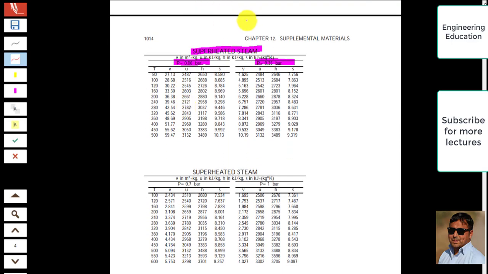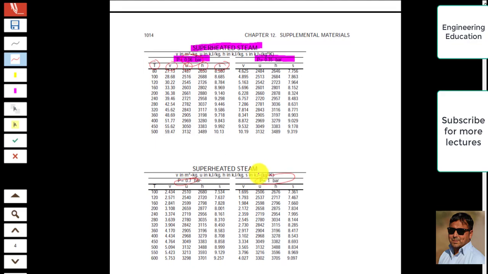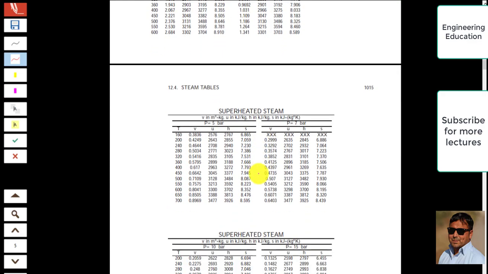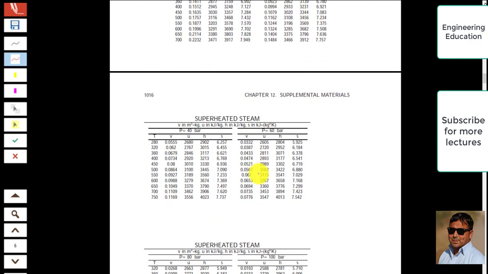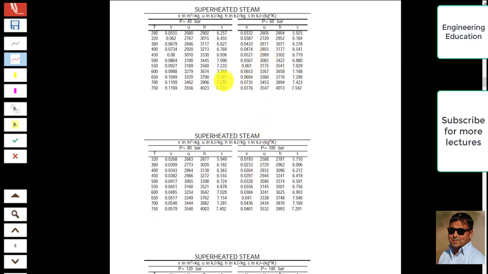This is the superheated steam table. Temperature T is here, pressure is in bar, 0.06 bar, similarly 0.35 bar. Respectively, the unit of specific volume is cubic meter per kilogram, the unit of specific internal energy is kilojoule per kilogram, specific enthalpy has the unit of kilojoule per kilogram, and specific entropy has a unit of kilojoule per kilogram per Kelvin. So at different pressures we have given the values of these properties with respect to temperatures. These are all about superheated steam tables.